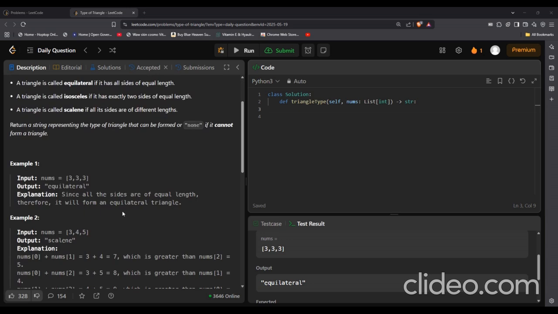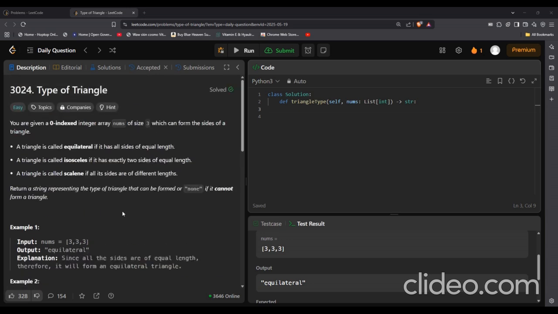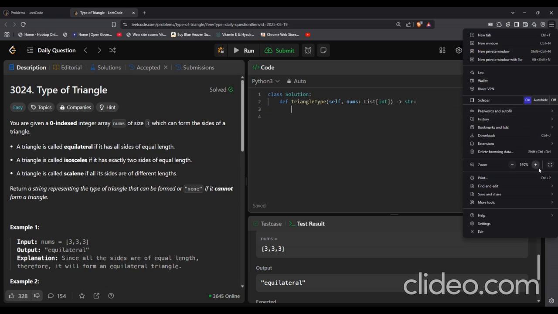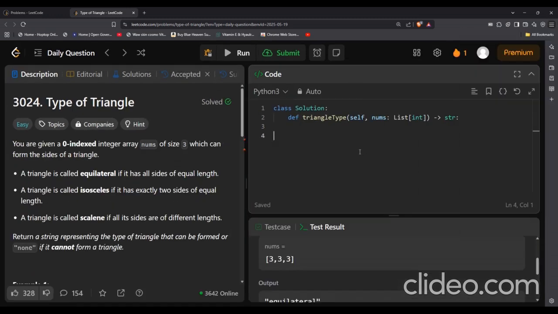I'm giving you 5 seconds so that you can understand what the question actually does. Just go through the question. I hope you've gone through the question. So now let's think how you can solve this question.